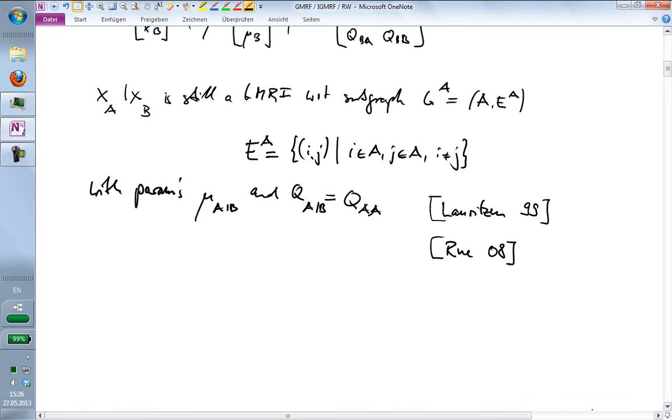Okay, so let's look at the conditional mean, mu A conditioned on B. We can find it as follows. We can minimize over X on the subset A this expression.